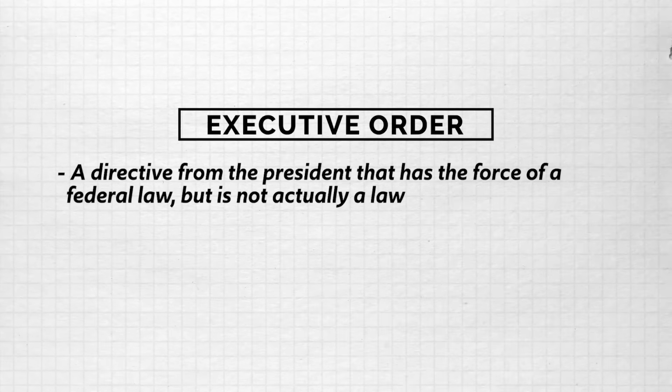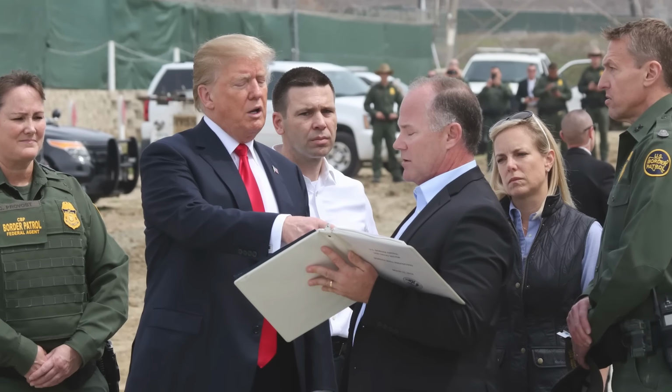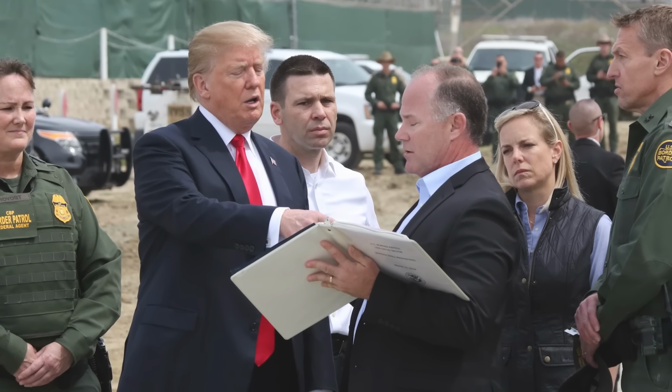Additionally, remember that the executive branch exists to execute the laws passed by Congress. So an executive order is a way for the president to direct the bureaucracy or move money around or whatever to accomplish his or her policy agenda. Let me give you an example. Donald Trump was unable to persuade Congress to pass legislation to build a wall on the US-Mexican border, and so he rerouted funds by executive order between his executive departments to get it done.